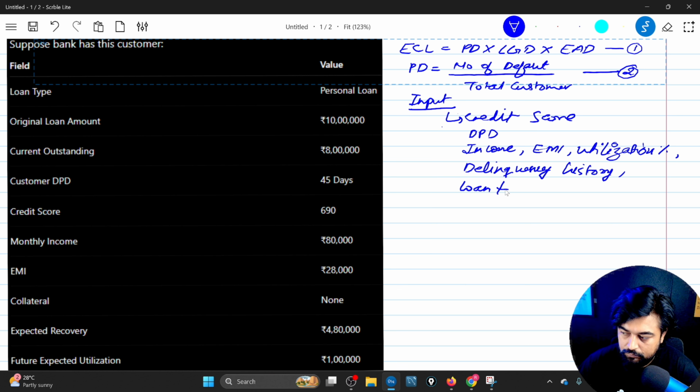Then we check the loan tenure. This is again very important. What is the tenure of the loan? What is the income? All of them are associated, so calculating PD is not easy. Okay. Next is existing loans. If the customer has any existing loan, we check that also.